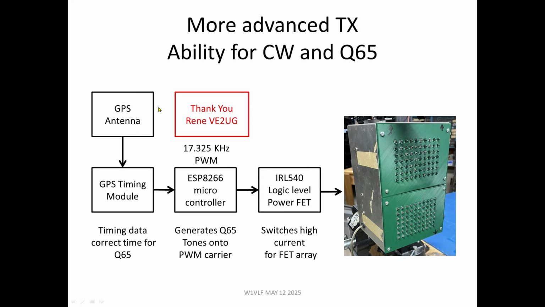But as you know, for Q65, you have to be right on frequency and right on time. So you need a GPS module. This assembly was like $10. These microcontrollers were like $4, and the IRL540 logic level FET was another $3 or $4. This is the array you saw in the beginning of the video. I wish I had those numbers down somewhere. I'm notoriously bad at documenting things. But it switches the high current for this FET array.